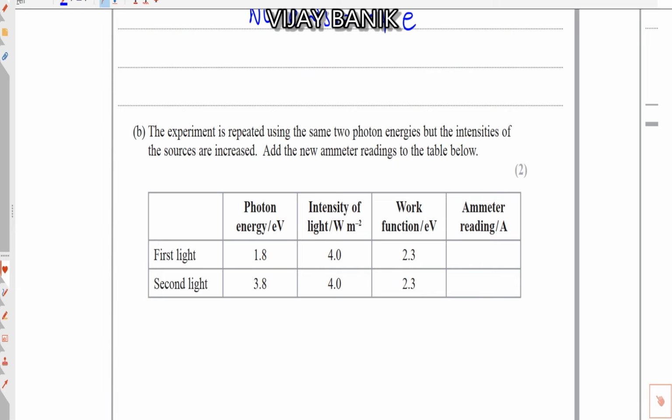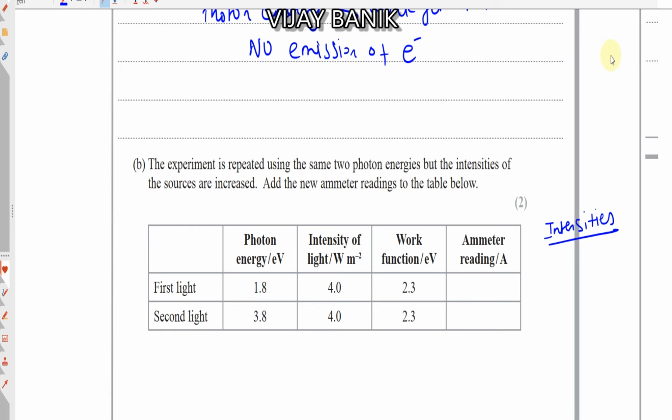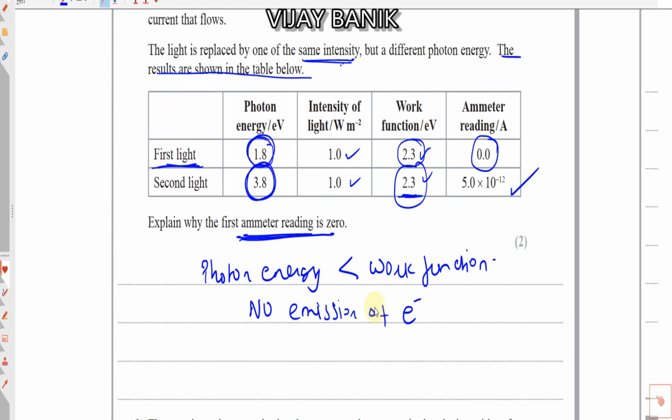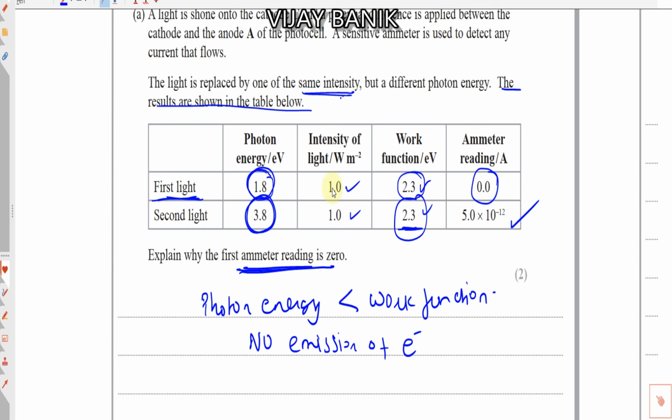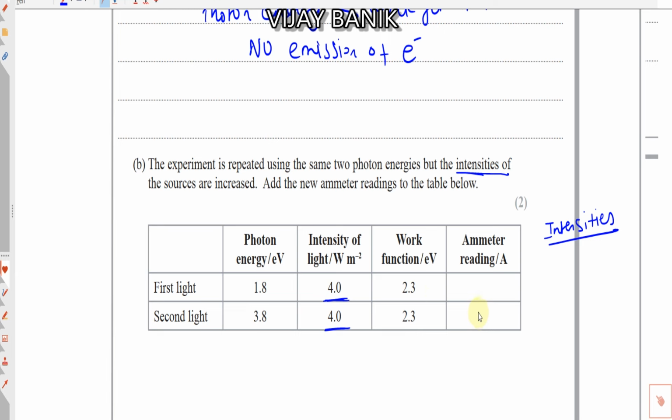Okay, now next is this. The experiment is repeated using the same two photon energies, but the intensities of the sources are increased. Add new meter readings. So what did they do? They increased the intensity. Can you see the intensity was increased 4 times compared to before? Before the intensity was 1, now the intensity is 4. Even if you increase the intensity, this energy is less than the work function. Therefore here the meter reading will be 0. It was 0 before, it will be 0 now. Intensity does not decide whether electrons are emitted or not. The intensity decides how many electrons are emitted.